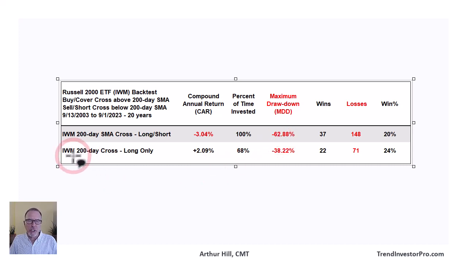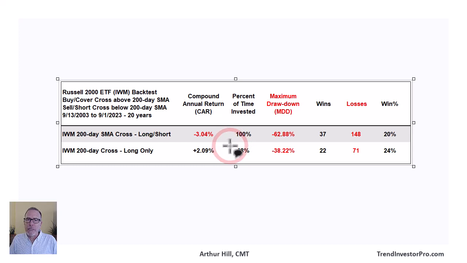And then you can see if you just took the long-only signals, which is usually what works when it comes to stocks. Short signals usually just add volatility, they increase the drawdowns, and they reduce the returns usually. And if we took a long only strategy using the 200-day cross, we got a positive return, 2%. And we were invested 68% of the time, which means 32% of the time IWM was below its 200-day moving average, and the maximum drawdown was 38%. But clearly that's not a viable strategy at all because a compound annual return of 2%, no, and the drawdown is way too big.